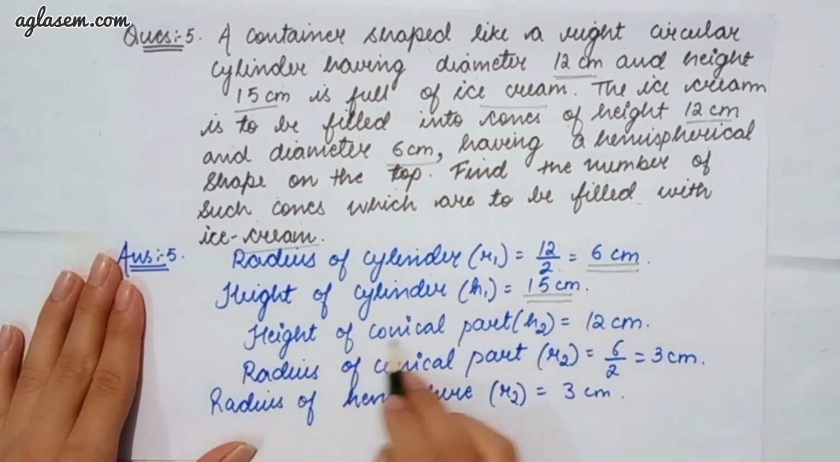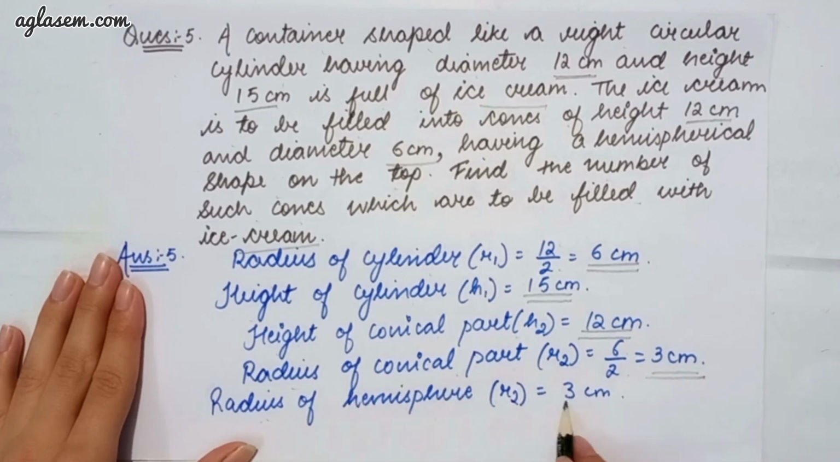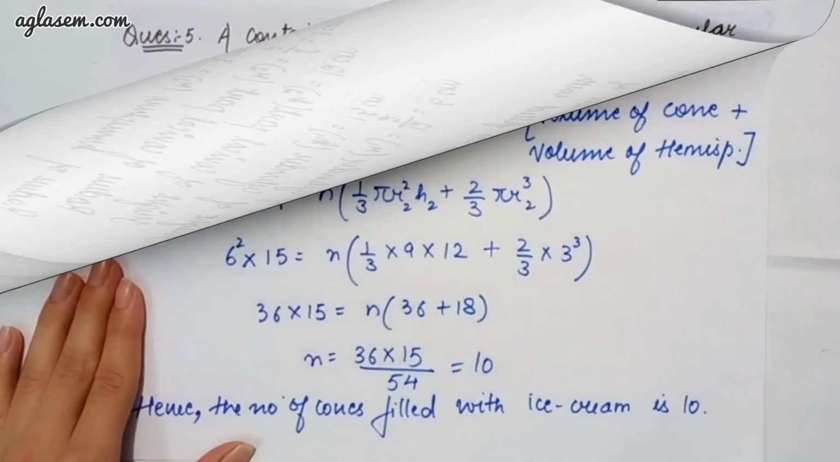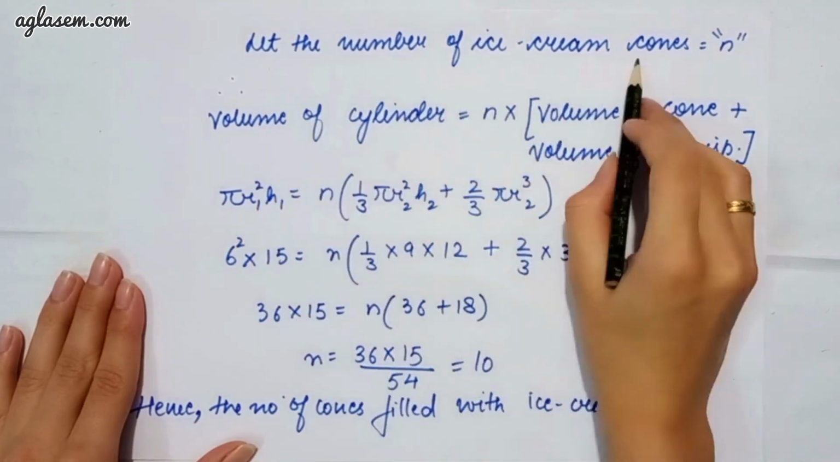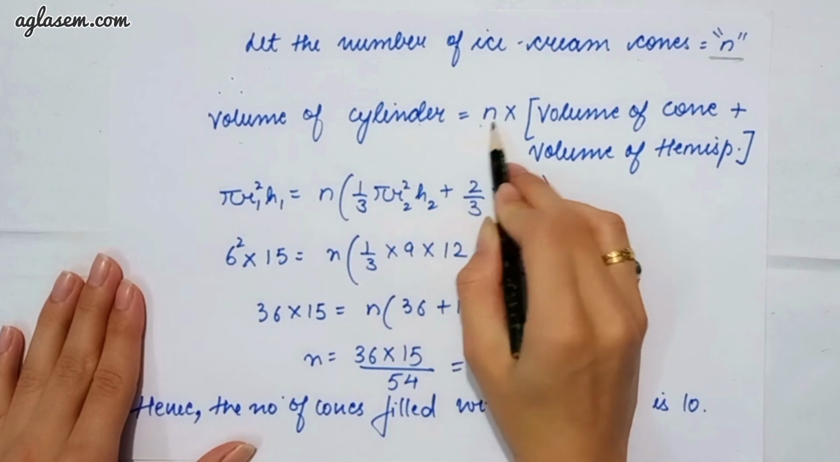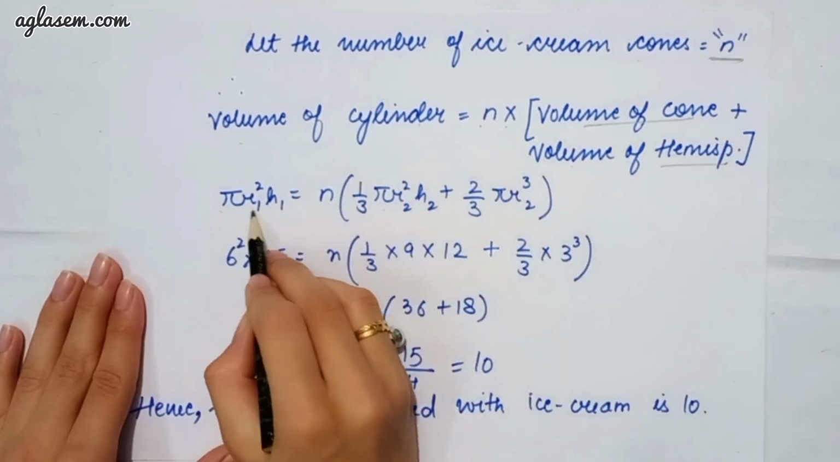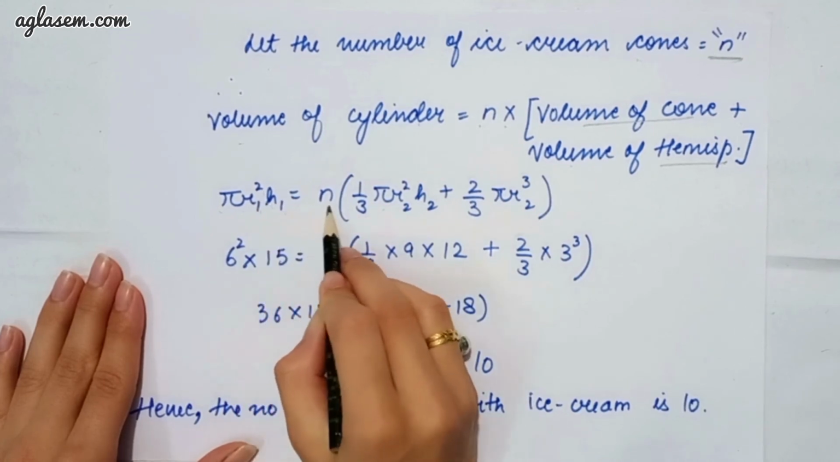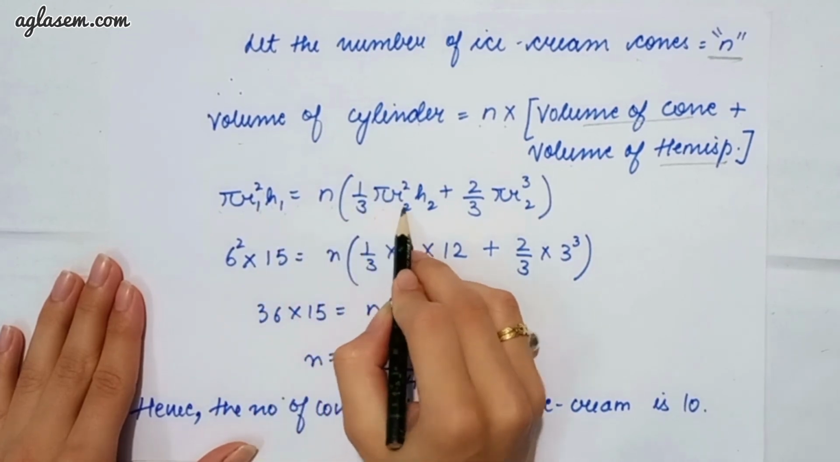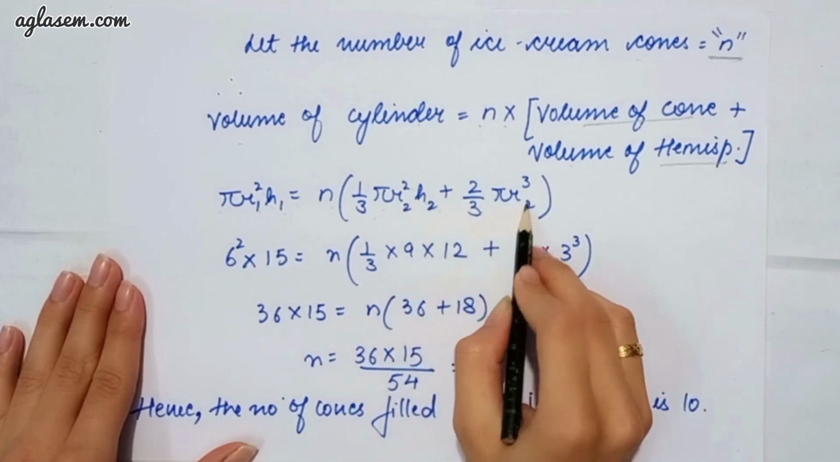So from this, the height of the conical part will be 12 cm and the radius of the conical part is 6 upon 2, that is 3 cm. So the radius of the hemisphere is 3 cm. Further moving, let the number of ice cream cones be n, and the volume of the cylinder is equal to n into volume of cone plus volume of hemisphere. So pi r1 square h1 is equal to n into 1 upon 3 pi r2 square h2 plus 2 upon 3 pi r cube.